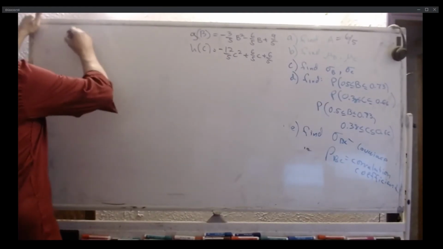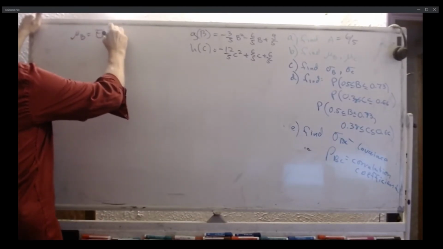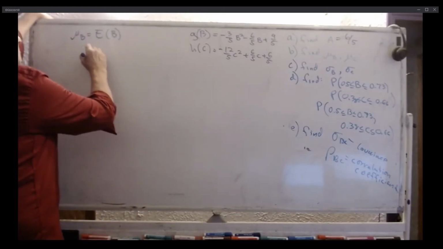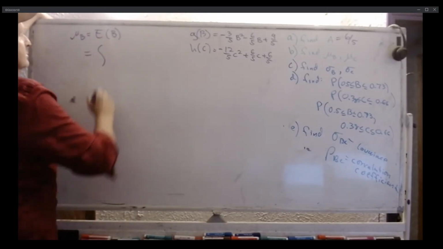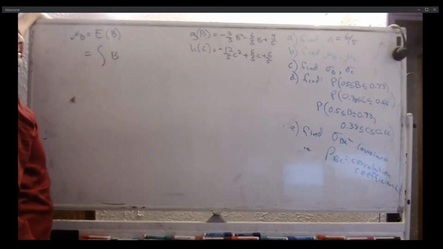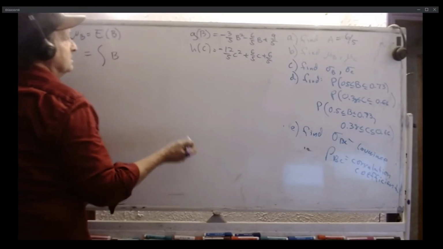To find the mean, we need to find mu sub B, right? That's the expected value of B. How do we find the expected value of anything? For continuous, you integrate. You put the stuff in the parens, and you multiply it by the probability density function of the variable.